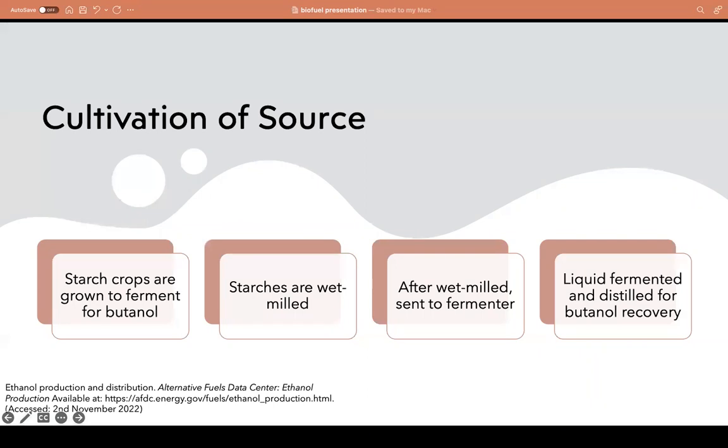Butanol is commonly sourced from a variety of different starch crops. Most of the time, these starch crops are grown for the express purpose of fermenting butanol. The starches are wet milled. After they're wet milled, they're sent to be fermented. After they're fermented, this liquid is distilled to recover the butanol from it.